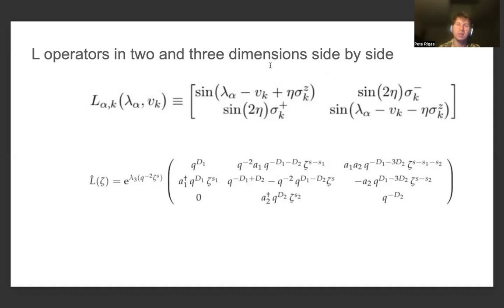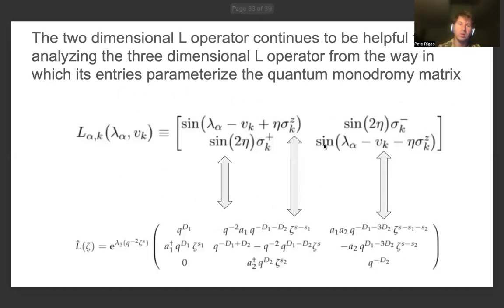So it's saying that different interpretations and different sets of relations that we can obtain for some type of recursive approximation of the entries of the transfer matrix from taking products of the L operators are completely different from the algebraic type entities and entries that appear in the L operator in 3 dimensions, as well as different algebraic properties from these entries. And so, like we have been saying, the two-dimensional L operator continues to be helpful for analyzing the three-dimensional L operator in the ways in which the entries parameterize the quantum monodromy matrix.